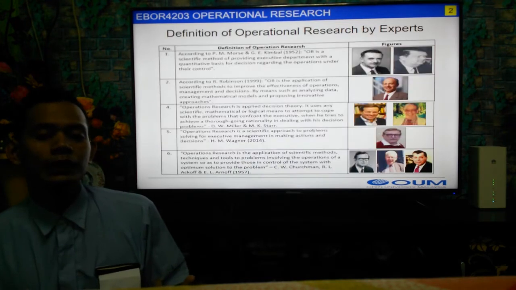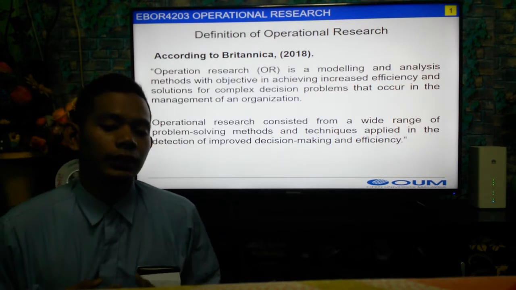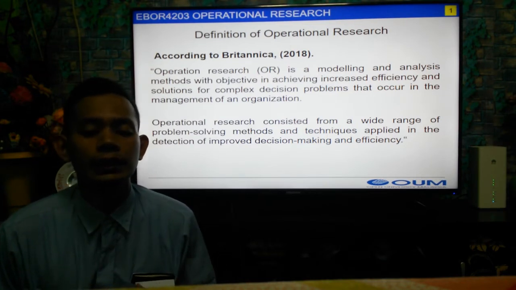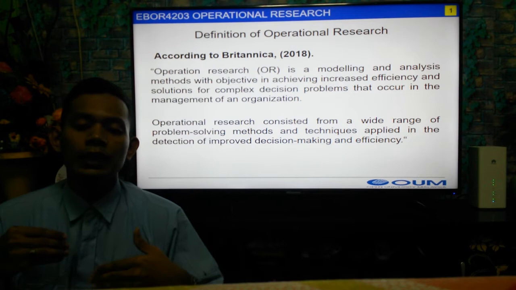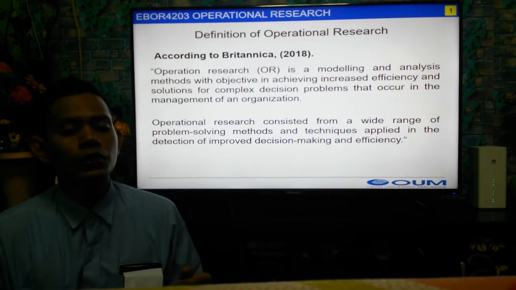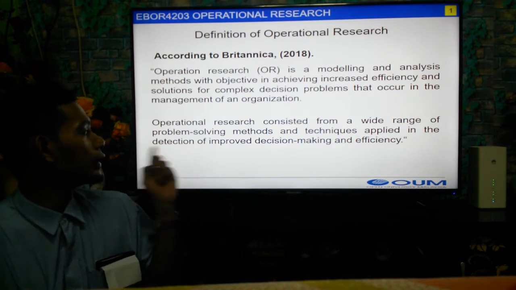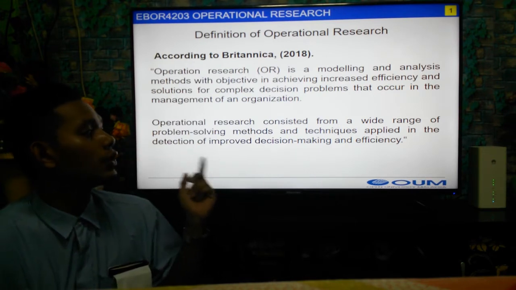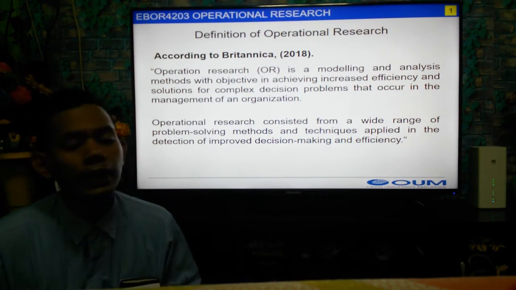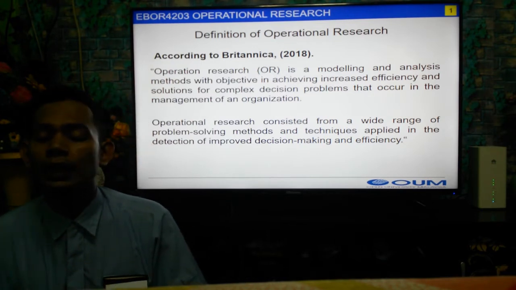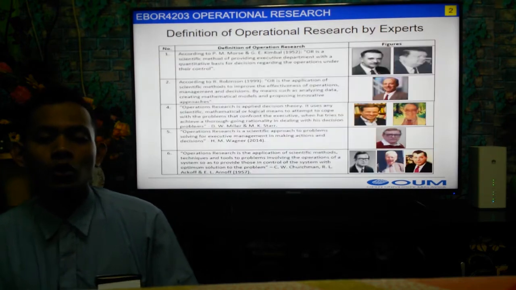So what is operational research? According to Britannica, operational research (OR) is a set of modeling and analysis methods with the objective of achieving increased efficiency and solutions for complex decision problems that occur in the management of an organization. Operational research consists of a wide range of problem solving methods and techniques applied in the pursuit of improved decision making and efficiency.